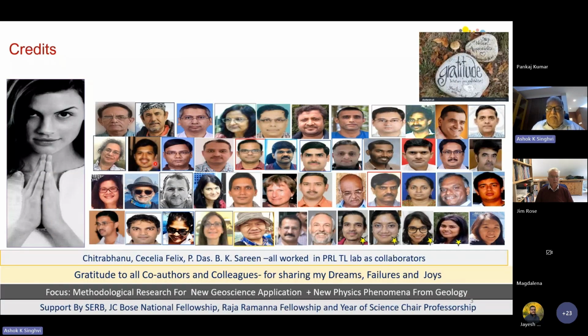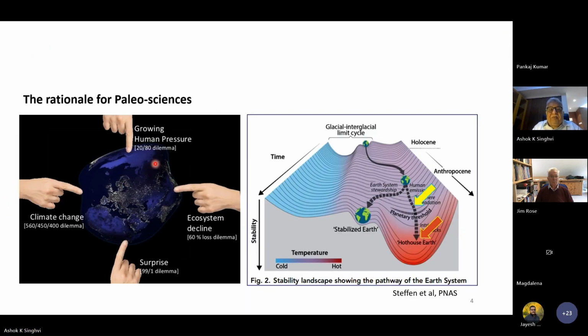I had a large number of students, and I thought I would express my gratitude to them by showing their slide first up front. I'd also like to tell you that our focus has been on trying to develop physics for new applications, and I will try to share that part of it. And I was variously funded by many universities and currently with Shiv Nadar University.